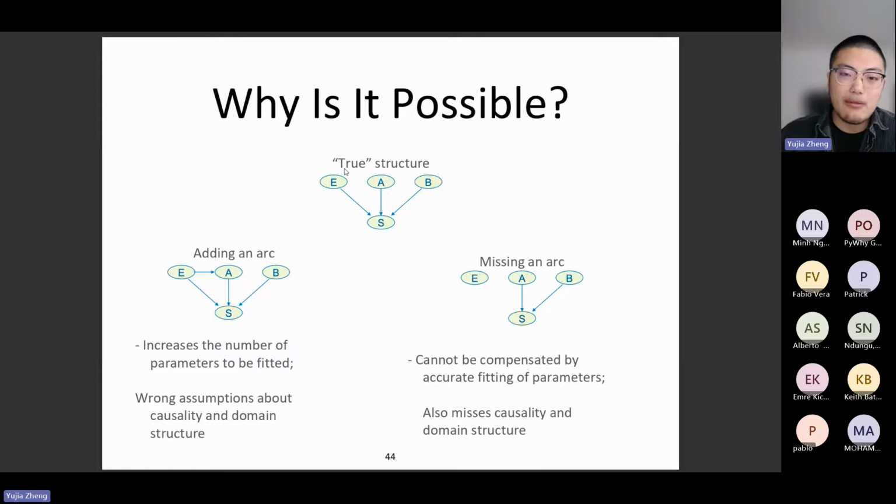And why is the score-based search possible? Here, we assume that we have a true structure like that. However, if we have an actual extra edge, for example, E pointing to A, it will only increase the number of parameters to be fitted, which means that the model will be more complicated. If we have some kind of penalty on the complexity of the model in our chosen score, the score will not be optimal. So our procedure will not prefer that kind of unnecessary redundancy, like adding an unnecessary edge. On the other hand, if we have an edge missing in our solution, it cannot be compensated by accurate fitting of parameters, which means that the likelihood part of our score will not be optimal, and the score will not be optimal. So our model will not be that one, because the procedure will not select that suboptimal candidate.